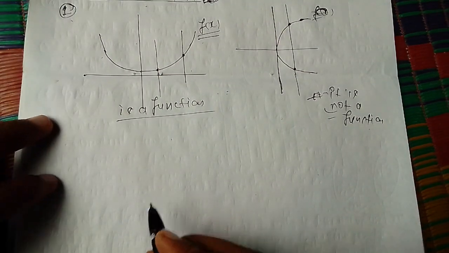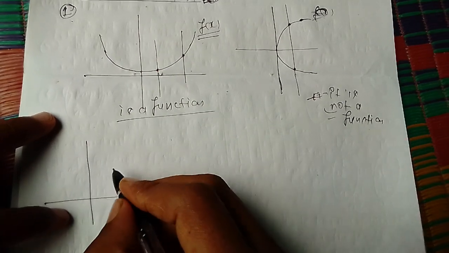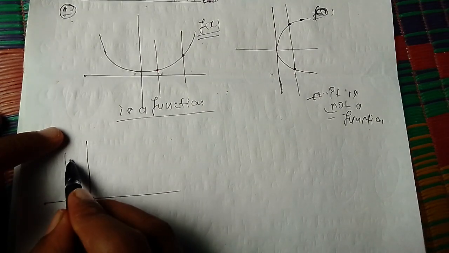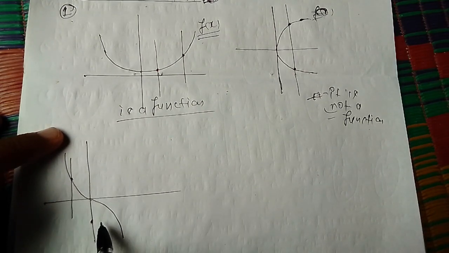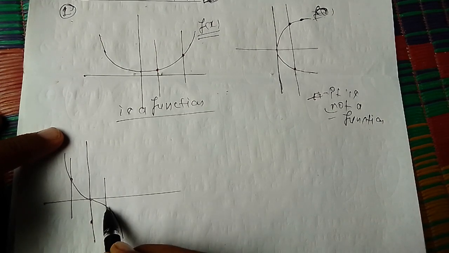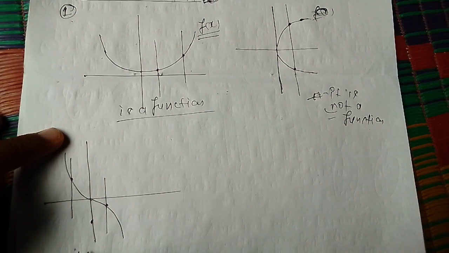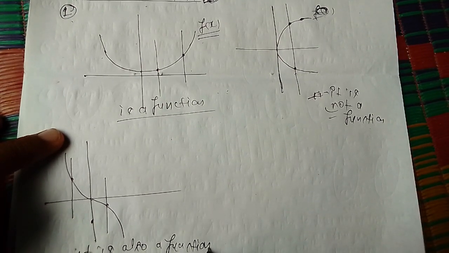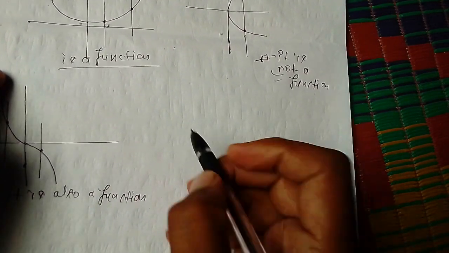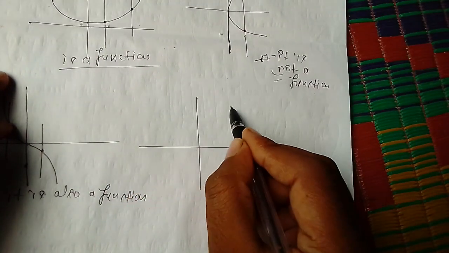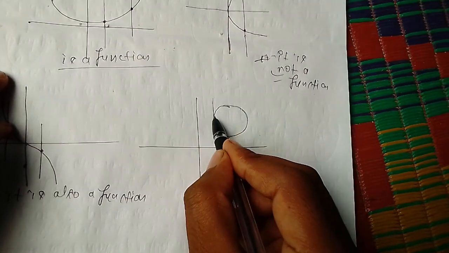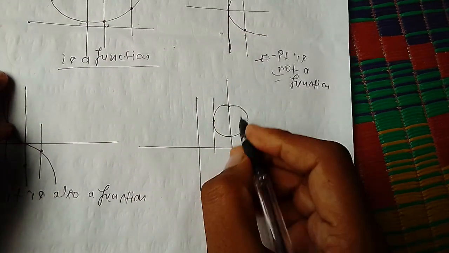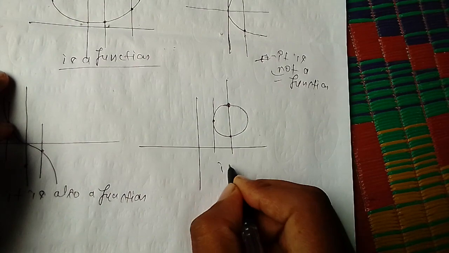Again, if a curve is given and we draw a line here, it meets at only one point. If we draw here, it meets at only one point. So it also represents a function. But if a circle is drawn, at the edge it meets at only one point, but in the middle, if we draw, it meets at 2 points. So it is not a function.